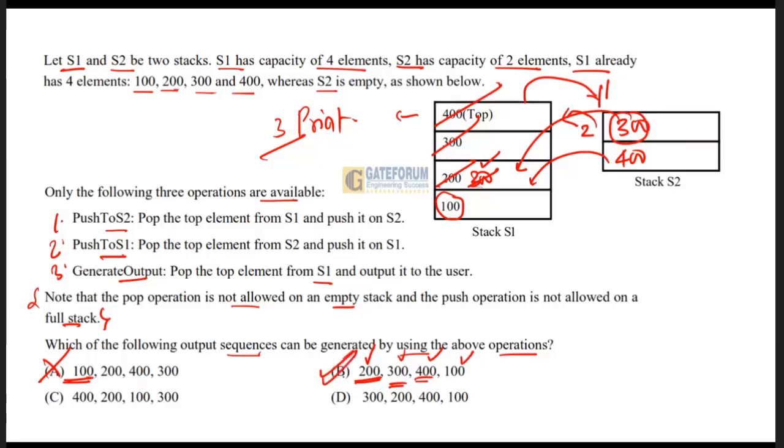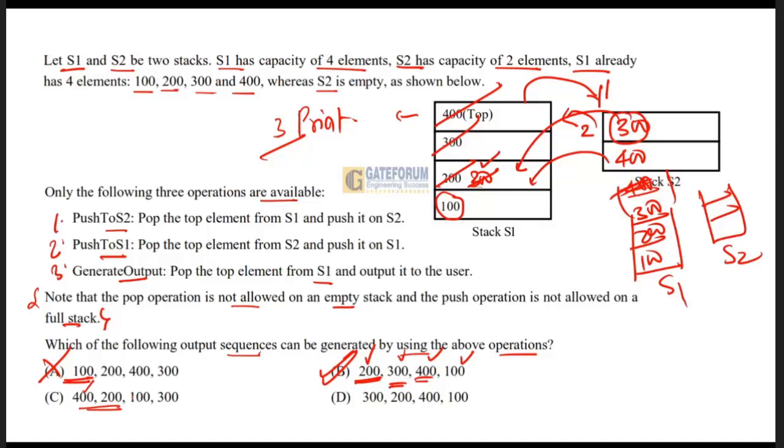B is 101% possible. Now option C, is this possible? Yes. See here, initially 100, 200, 300 and 400, and let's say one more stack is here. So we are directly printing 400, directly popped off without putting it into S2. This is S1, this is S2. Possible. Thereafter 200, yes.